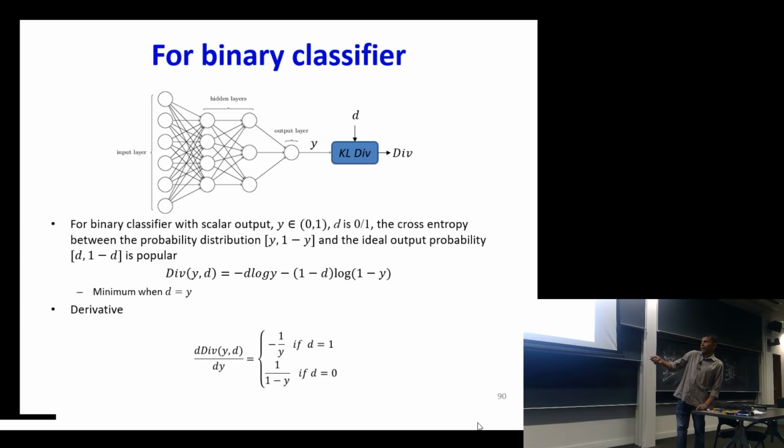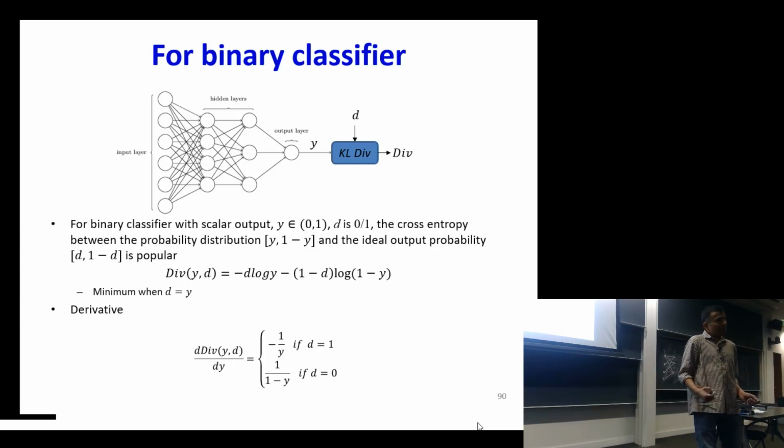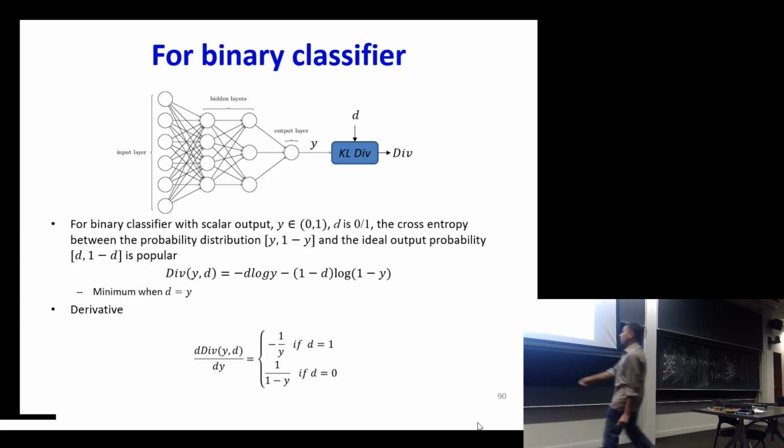And of course, if you compute the derivative of this with respect to y, it's going to be minus d over y plus (1 minus d) over (1 minus y). But d is either 0 or 1, correct? So when d is 1, only the minus 1 over y term remains. When d is 0, 1 over 1 minus y remains. So this is the derivative.